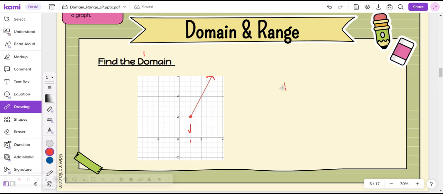This is a closed circle, so I'm going to use a bracket at 1. And then it goes forever to the right, so that means it's going to positive infinity. So our domain goes from 1 to infinity. And again, we always use a parentheses on infinity. We always use a bracket when we have a closed circle.